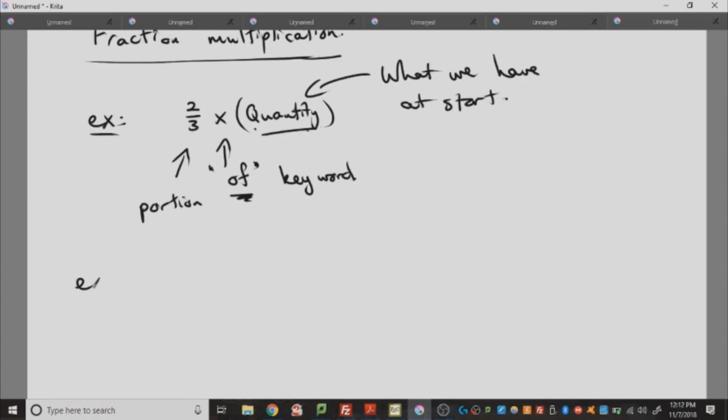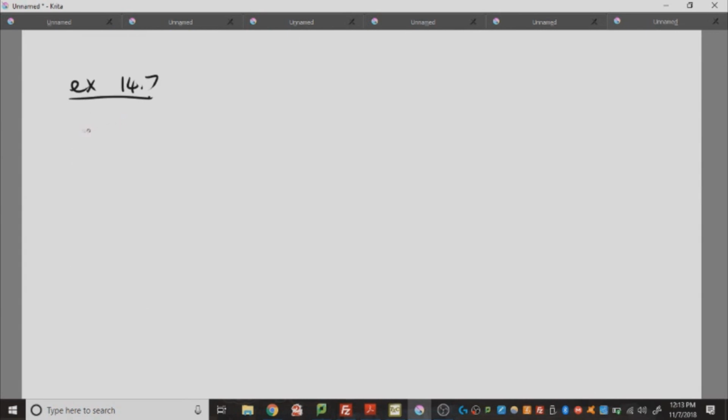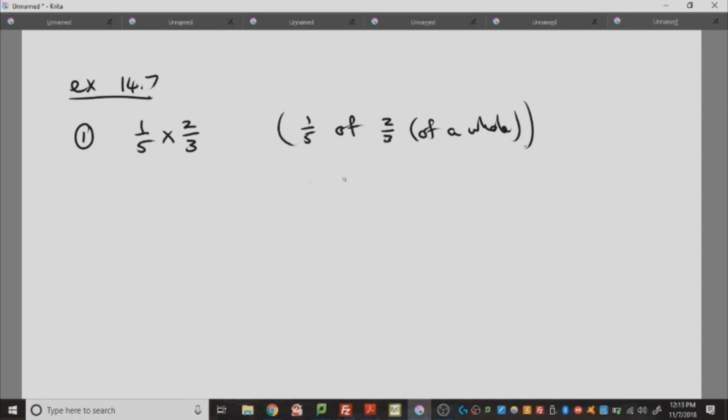So if we jump straight to the exercises on page 124, Exercise 14.7. The first one is 1/5 times 2/3. So that reads, it's a portion, 1/5 of 2/3. Well, and then really of a whole. So this is what I have, 2/3 of a whole.